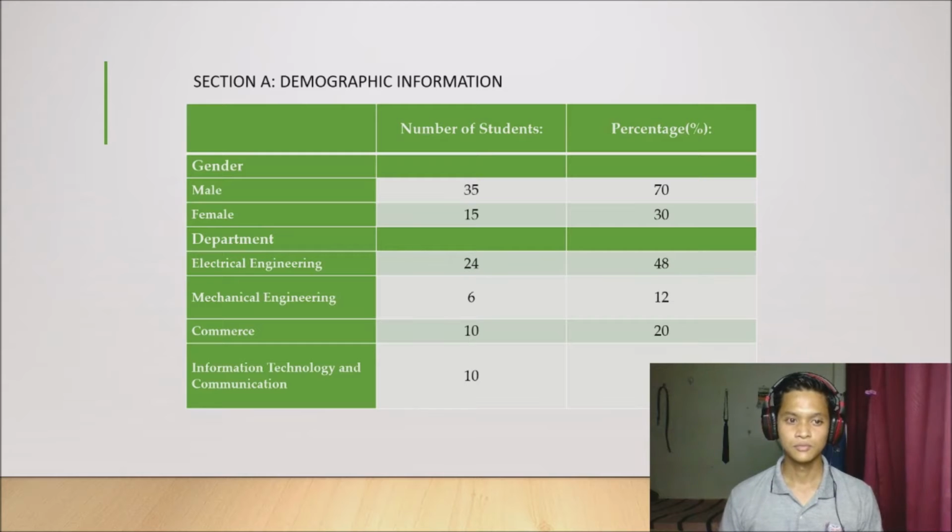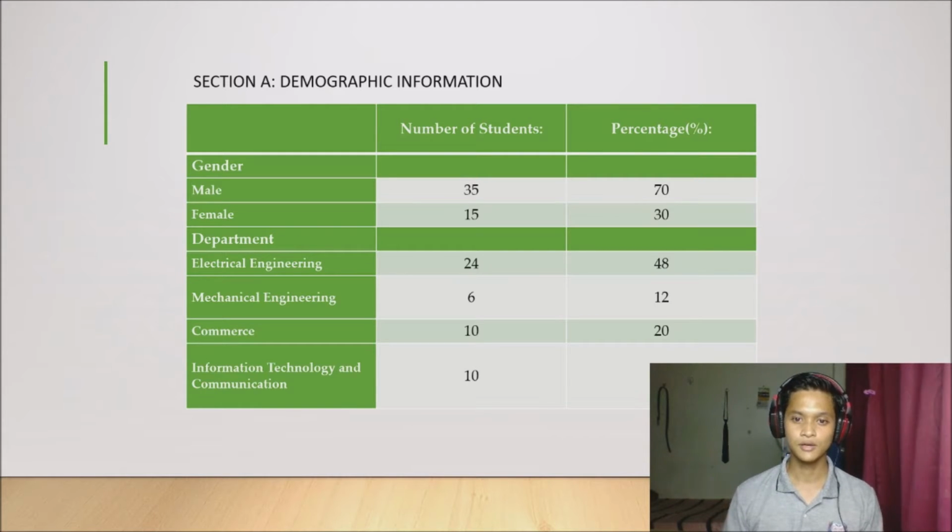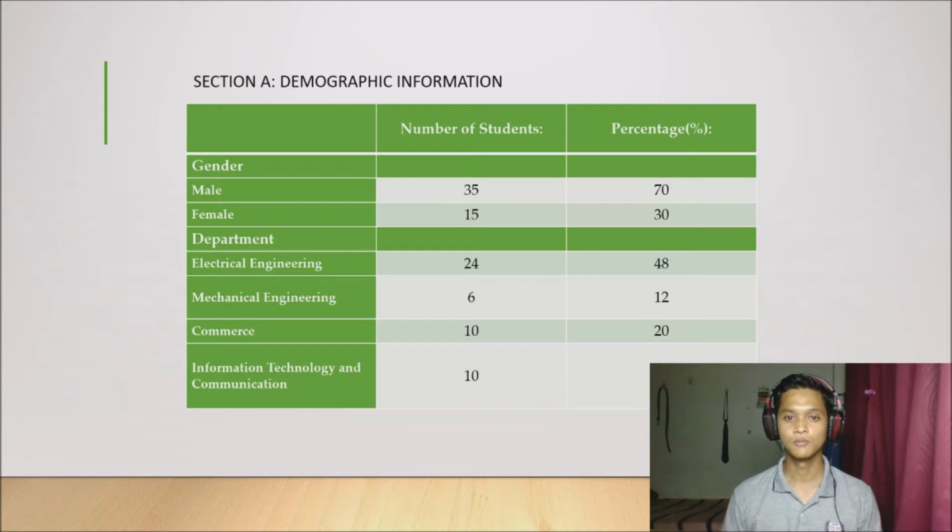First, I'm going to present for section A about demographic information. According to the data that we gathered from our survey for gender, about 70% of the respondents are male and 30% are female. For department, 48% of the respondents are from electrical engineering department and 20% are from commerce and another 20% are from information technology and communication. And the least, 12%, are respondents from mechanical engineering.